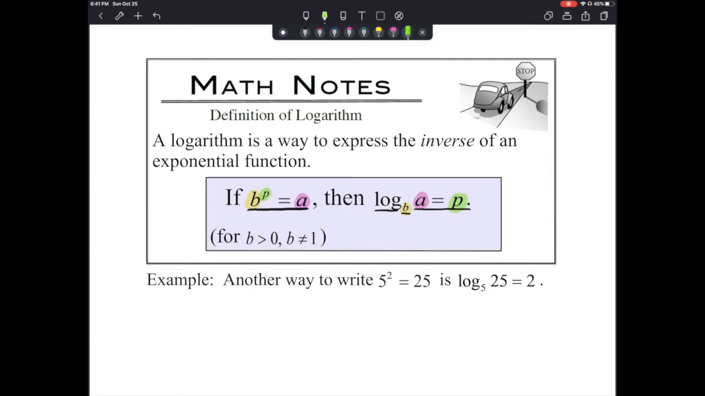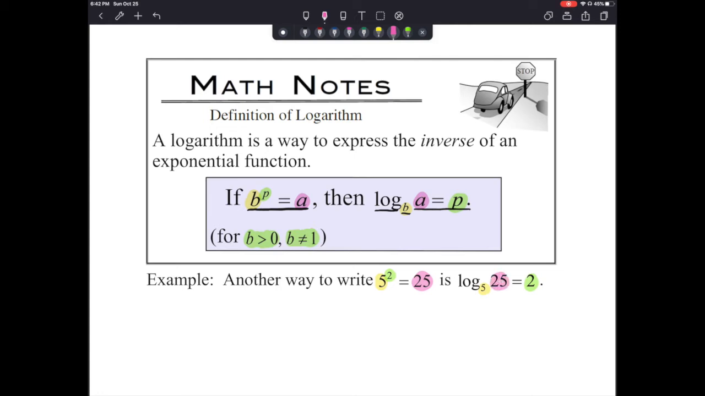Okay, now an important characteristic, it says here, for when our base is greater than 0, but it can't be equal to 1. So we don't have any negative bases that we're dealing with. Below it says, example, another way to write 5 squared equals 25 is log base 5 of 25 equals 2. So just think about where everything is. Our base becomes our log base. Our exponent becomes our output. And then our original output is part of our statement.